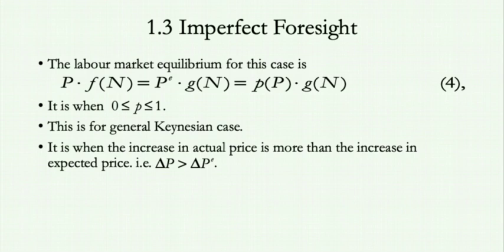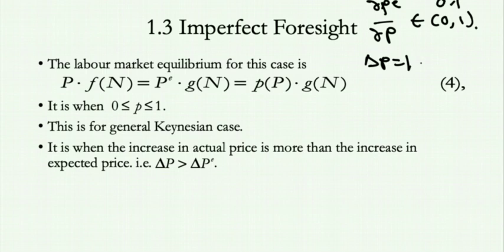So in the imperfect foresight, delta PE over delta P is actually between 0 and 1. So it's actually positive, but it's between 0 and 1. Let's say 0.11. So what does it mean here, class? If there is a change in price by 1 unit, the expectation of price will adjust in such a way that the increase in expected price is less than 1 unit, let's say 0.5 only. They don't fully expect it correctly. That's what it means. So this is for the general Keynesian case.